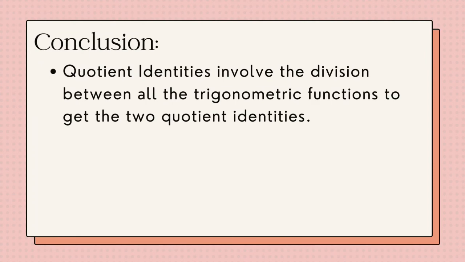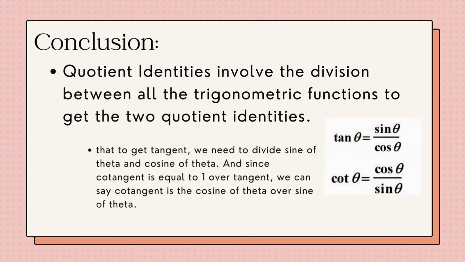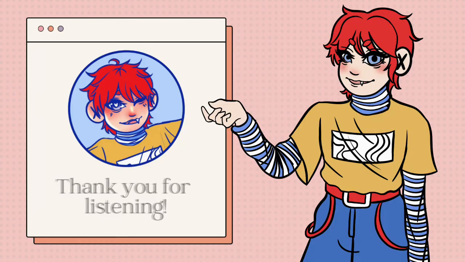Quotient identities involve the division between all the trigonometric functions to get the 2 quotient identities. We learned here that to get tangent, we need to divide sine of theta and cosine of theta. And since cotangent is equal to 1 over tangent, we can say cotangent is the cosine of theta over sine of theta.